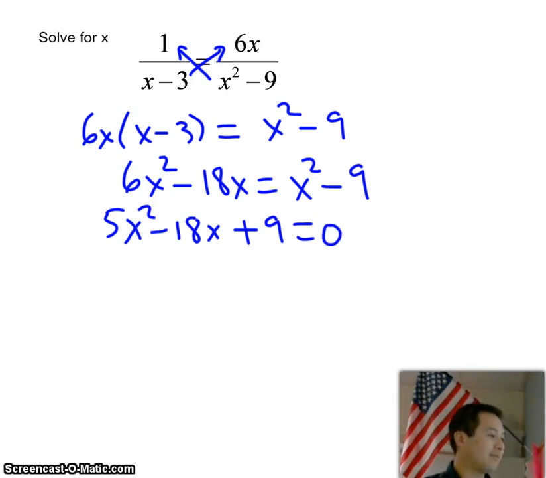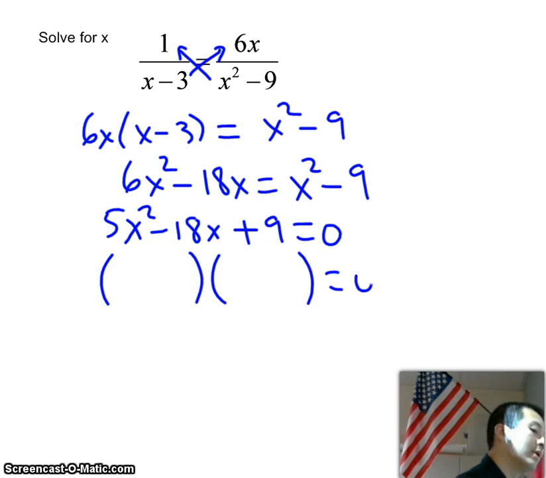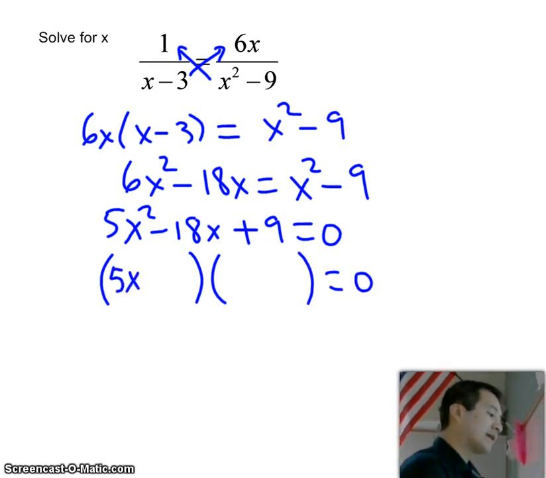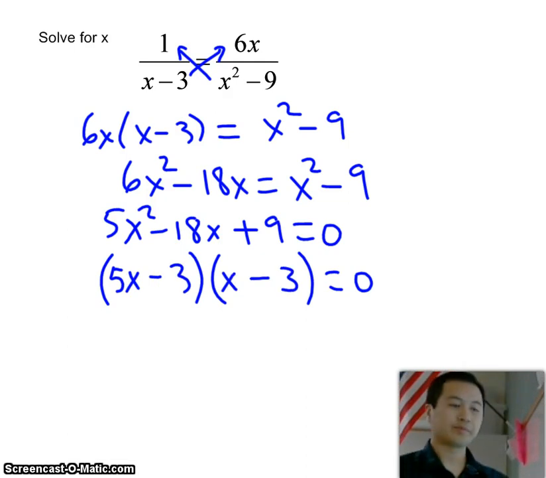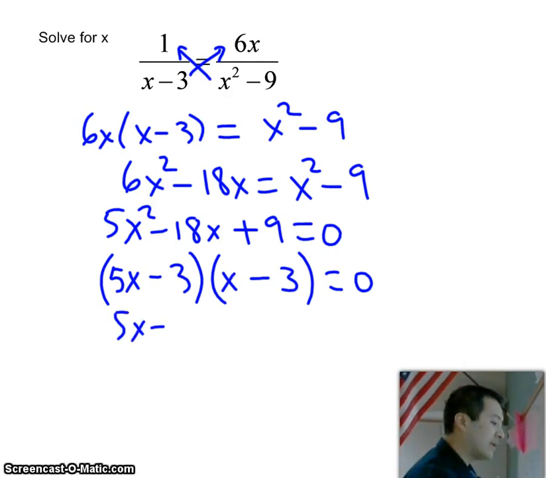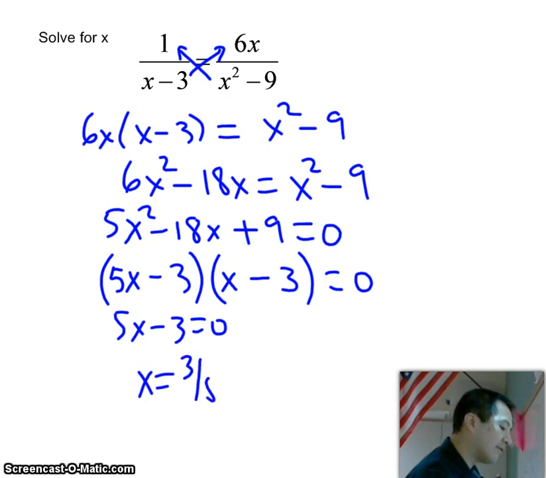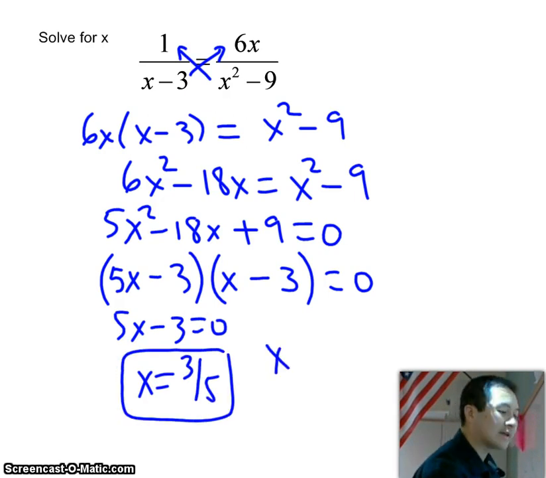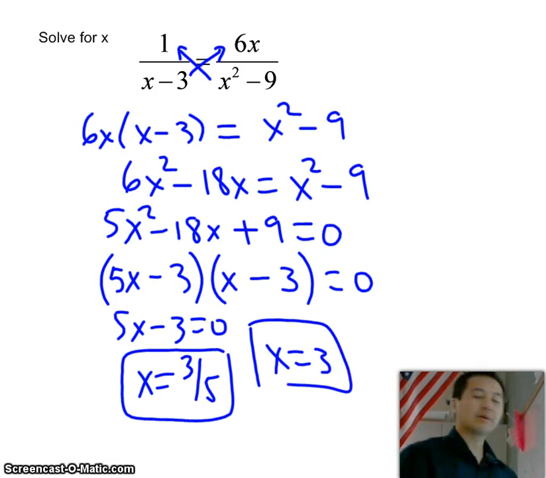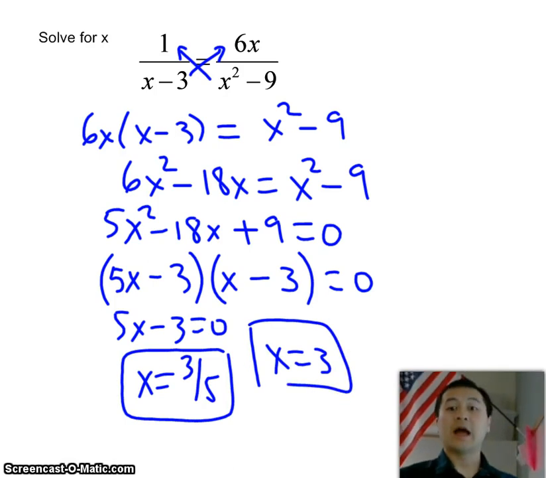Alright, can I factor that? That looks like 3, 15, 2. I can actually. Very good. So this becomes, break it down. Pause it and see if you can factor it by yourself. I got a 5x and an x. I got a minus 3 and a minus 3. That means 5x minus 3 equals 0. x equals 3 over 5. Over here, x equals 3. Sound good? Perfect. How do you feel about this?